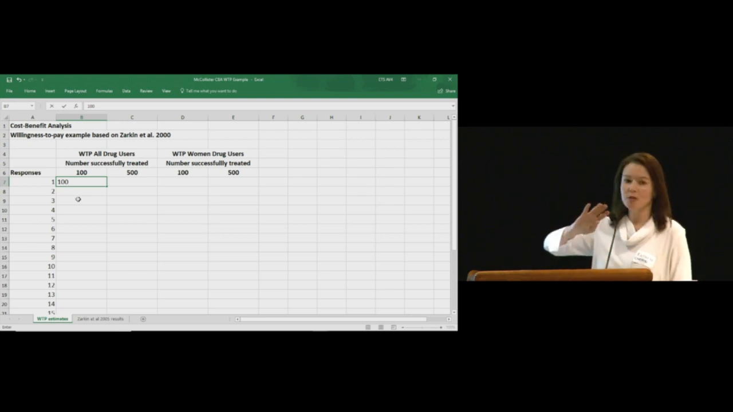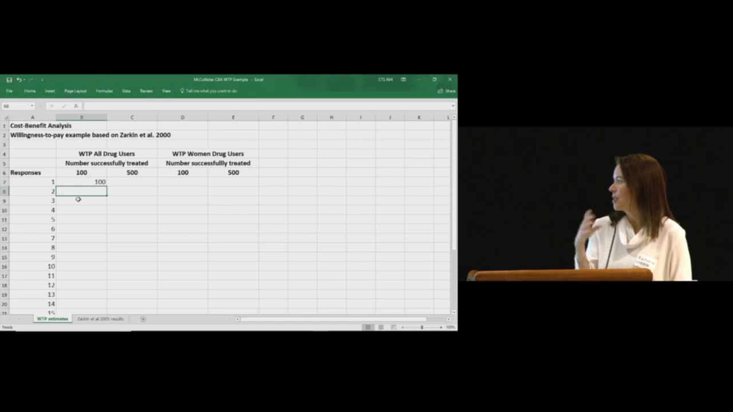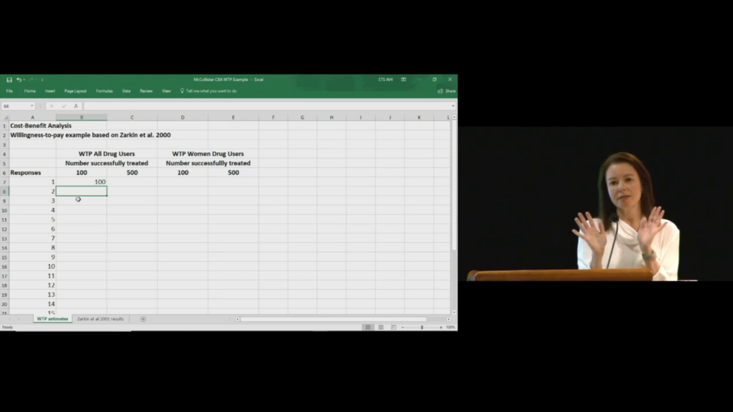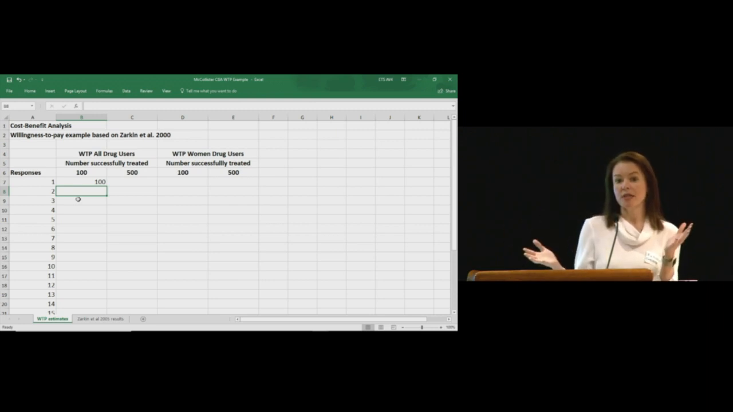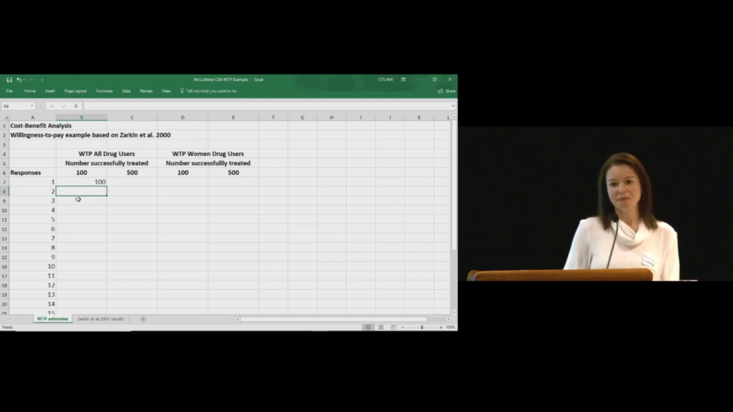Okay, we have 100. Let's start with successfully treating 100 people. Anybody? Someone is saying, I'll pay $100. I'll contribute $100 towards this. Anyone else? Correct. So, it's not per year. It's actually not specified, but the way it's presented is this is a one-time contribution to expand treatment to be able to do this. So you just think about it now. It's a one-time thing.